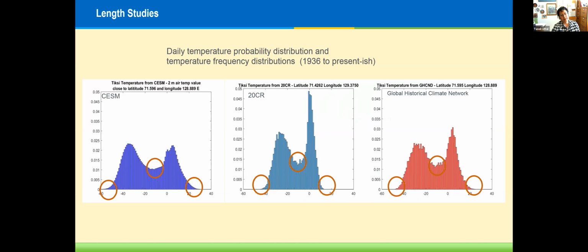So just as an example of length studies, one of the things that we can do is, here's an example for, I think, the Tixie station, what the temperature distributions look like for a period since 1936. And I've done this for a global climate model, for a reanalysis, and from the actual data. And you can see, even for these three data sets, there's a lot of disagreement about what's going on with the tails and the inflection points.